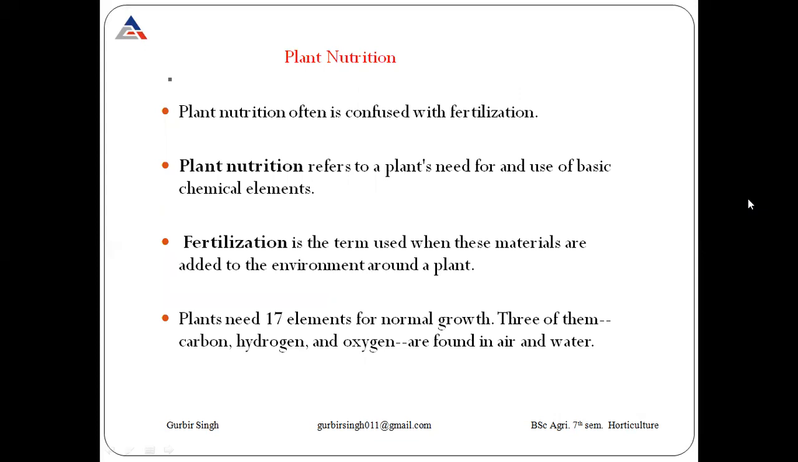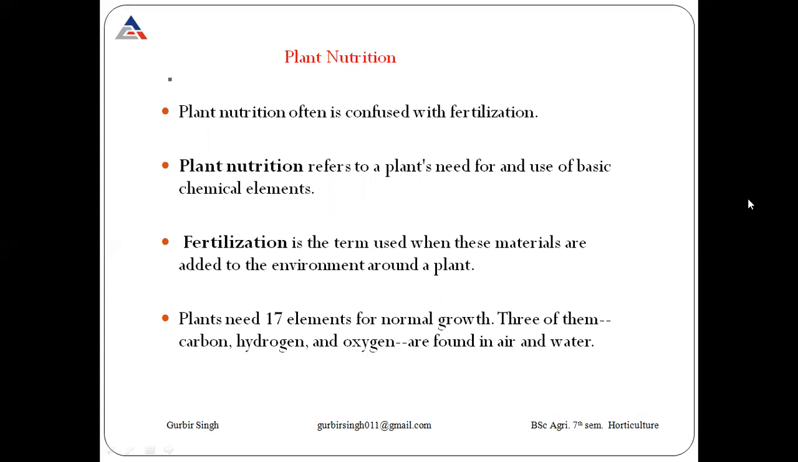Next is plant nutrition. Plant nutrition is confused with fertilizer. Plant nutrition refers to plant need for and use of basic elements. Fertilizer is the term used when these materials are added to the environment around a plant.